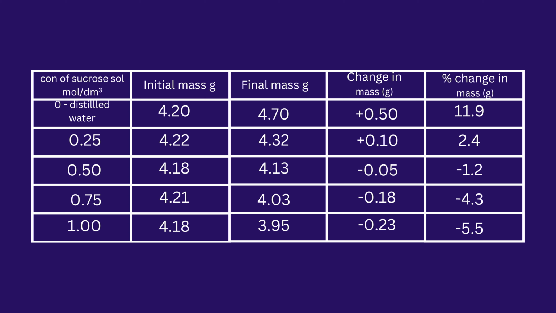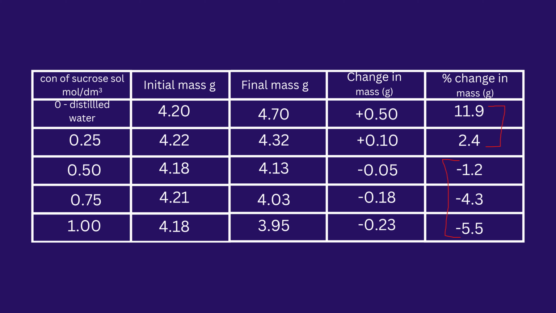All right, but let us look at a few things before we move on. If you notice these two values right here, they are positive. This means that the potato for these two solutions gain mass. And then these three right here, they are negative. This means that the potato lose mass.